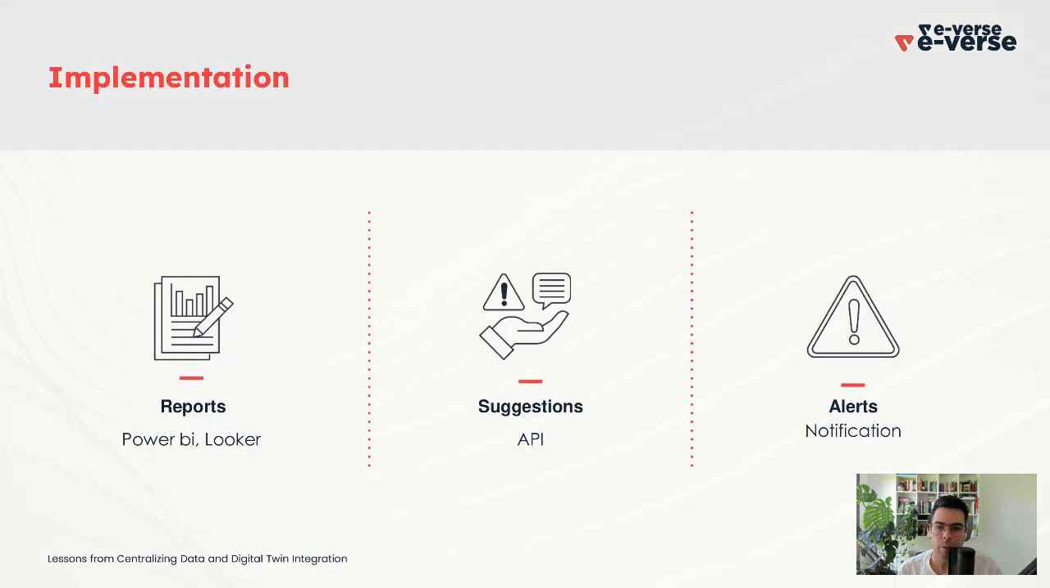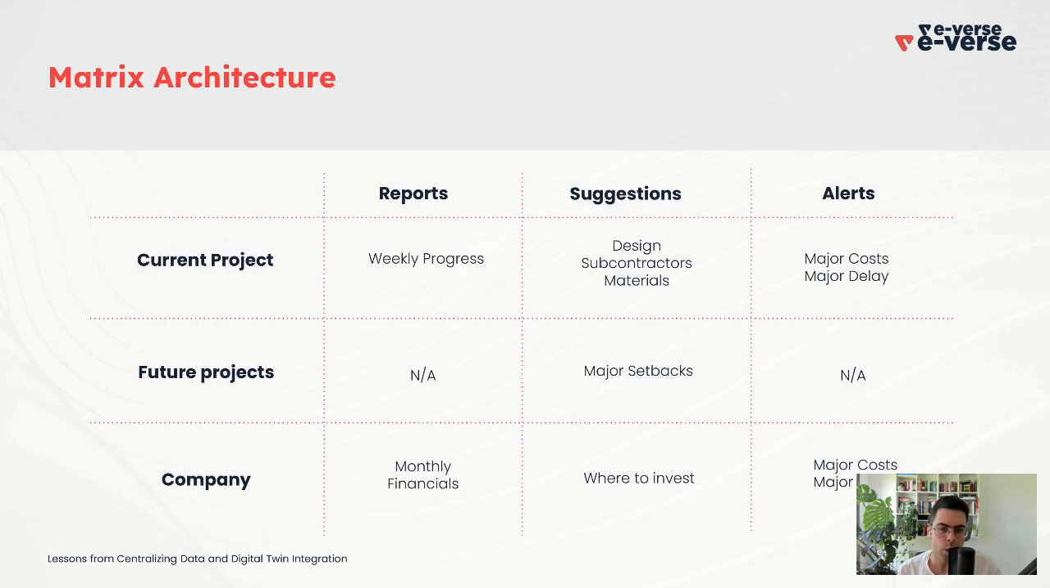Things started getting a little bit more complicated. So we decided we were going to use some sort of report tool like Power BI or Looker. We were going to use an API for suggestions, so, for example, you could use ChatGPT or something to ask questions. And then alerts or notifications by email automatically, like, hey, the cost of something is exceeding the budget, or you have an emergency on the operations side and something has happened, send an email. So these were the three strategies that we were considering for the output.